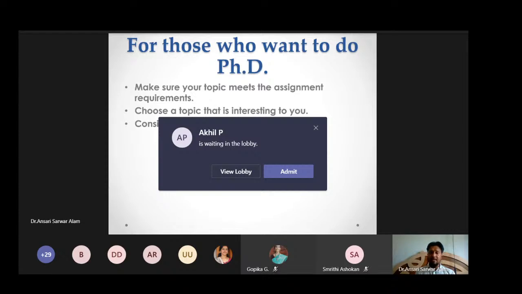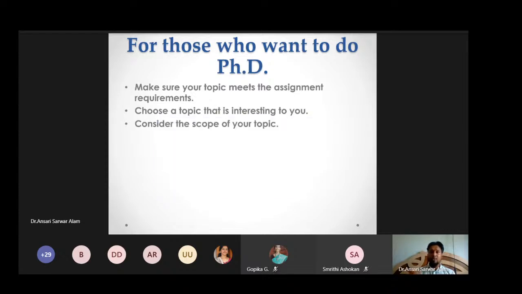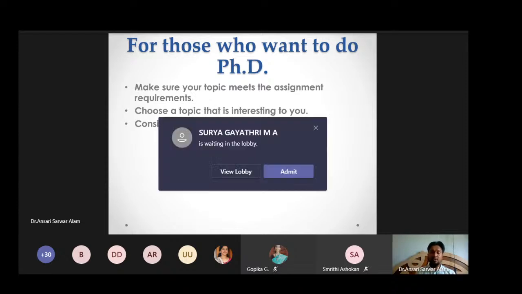So at the same time, you are supposed to know your interest. Your interest should be something that is sustained in the future too. So you should choose your interesting topic in such a way that you feel happy to work upon it. Okay. Next, consider the scope of your topic. Yes, my dear participants, you should look after the scope of your research topic.